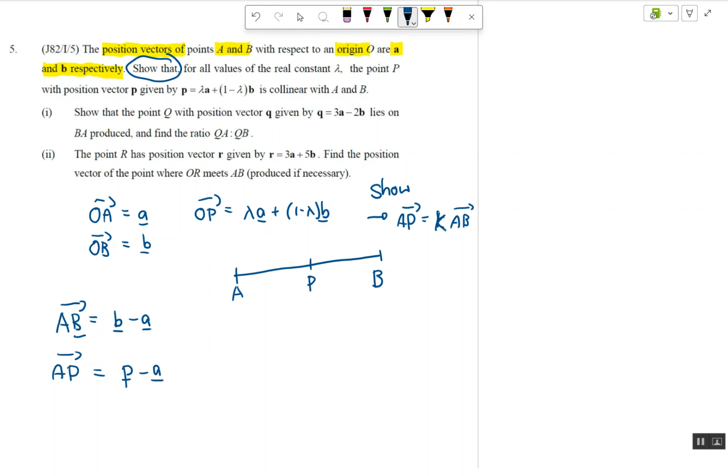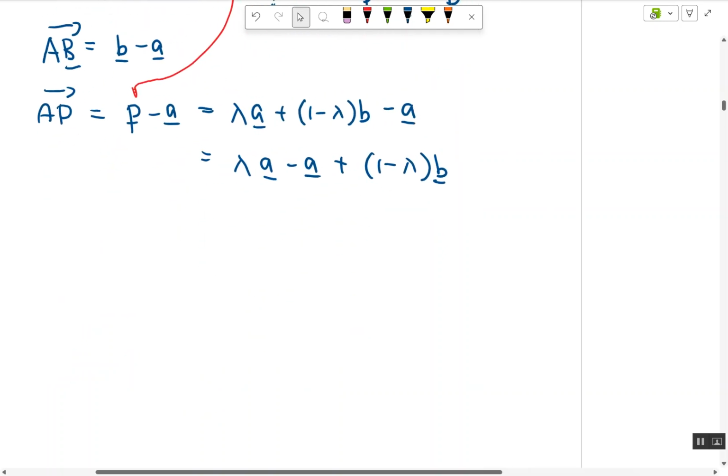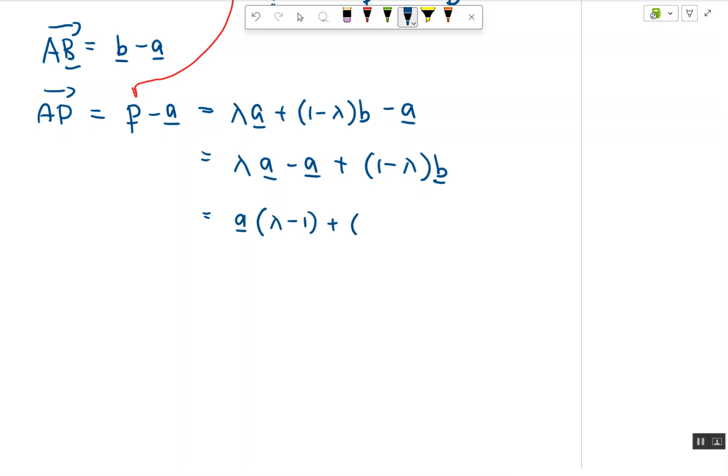But I want everything in terms of b and a. So I'm going to put the p from here into here. Lambda a plus (1 minus lambda) b, then minus a. Group all the a's together. Lambda a minus a plus (1 minus lambda) b. Now I have a as a constant, so I factorize the a out. I will have (lambda minus 1) a plus (1 minus lambda) b. You realize that the proof is coming out already. Flip this to become 1 minus lambda: negative a (1 minus lambda) plus (1 minus lambda) b.